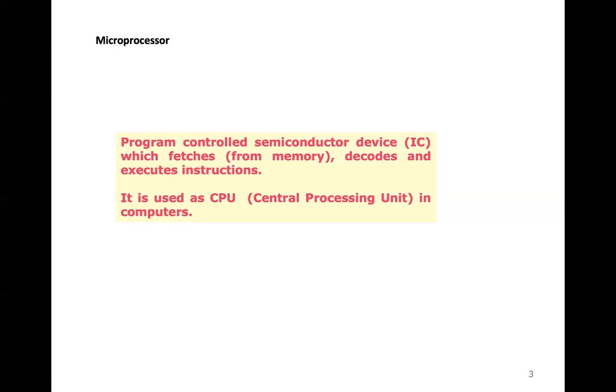It is used as the CPU, central processing unit, in a computer. Another name for the microprocessor is CPU. CPU means central processing unit. Clear? Okay.